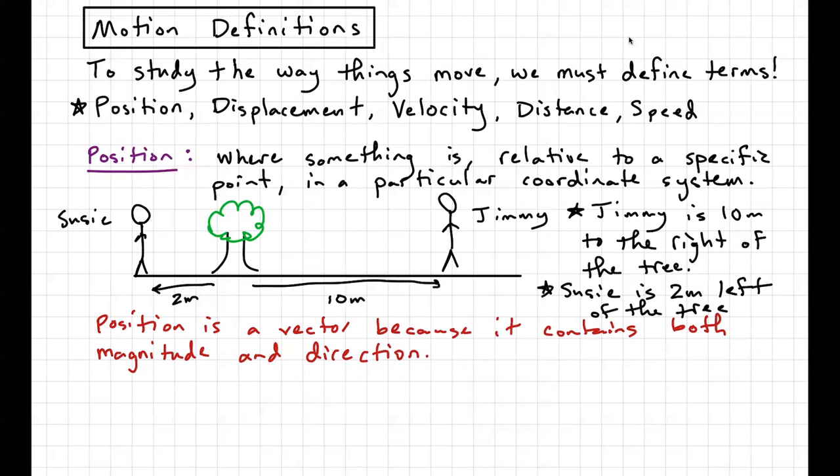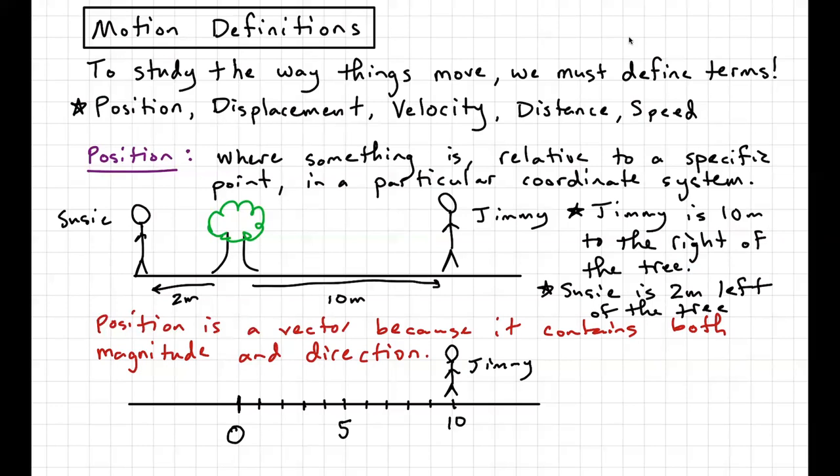I can abstract this a little bit and think about it in terms of a number line. Let's say I've got a number line here, and maybe here's where my tree is. I'm going to call this position 0, and then everything's going to be measured from there. If I count out 1, 2, 3, 4, 5, 6, 7, 8, 9, 10, here's where Jimmy is, out here at 10. And over here, I didn't really draw Susie to scale. Here's where Susie is.